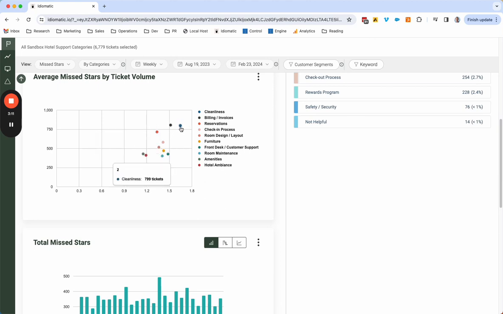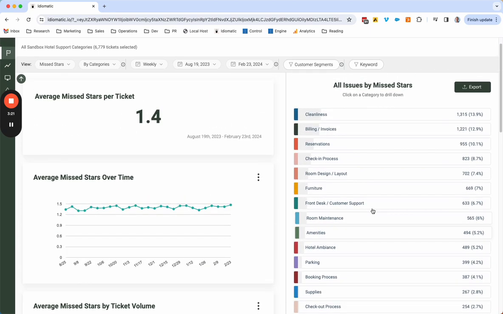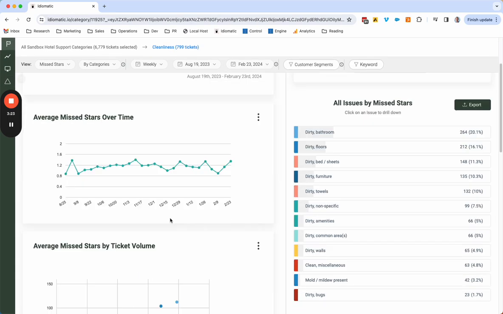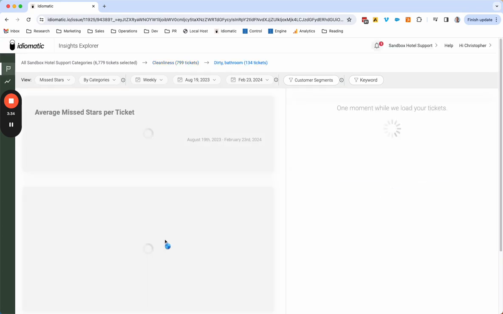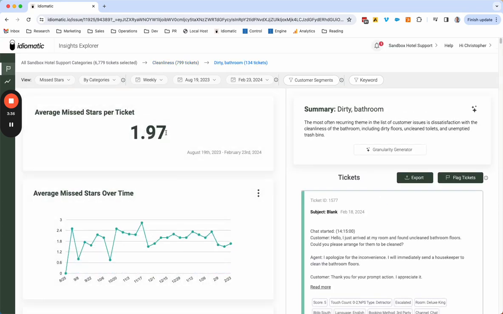And we see that something like cleanliness and billing invoices are both very high in terms of both volume and in terms of how many stars on average are missing from a 5-star experience. So I can drill into cleanliness. Again, I can look at that scatter plot and I can see, within this, dirty, non-specific, but dirty bathroom is high volume and high opportunities for missed stars, and you see indeed almost 2 stars missing, so an average score of about 3 stars.